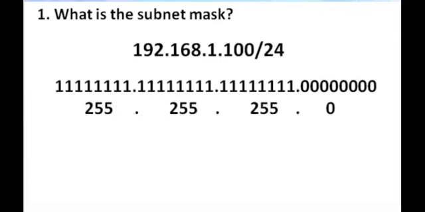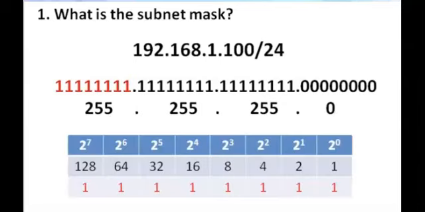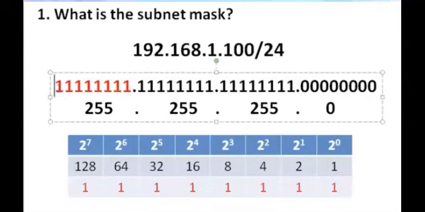Converted to decimal, the subnet mask is 255.255.255.0. Now how did I do that? Recall that we can take an octet of 8 bits and look at it according to the binary place values. The place values start from 2 to the 0 in the ones place, all the way up to 2 to the 7th power, which is the 128th place.